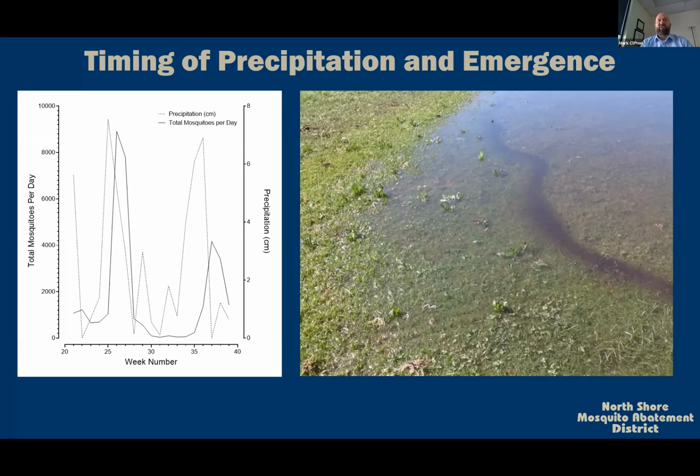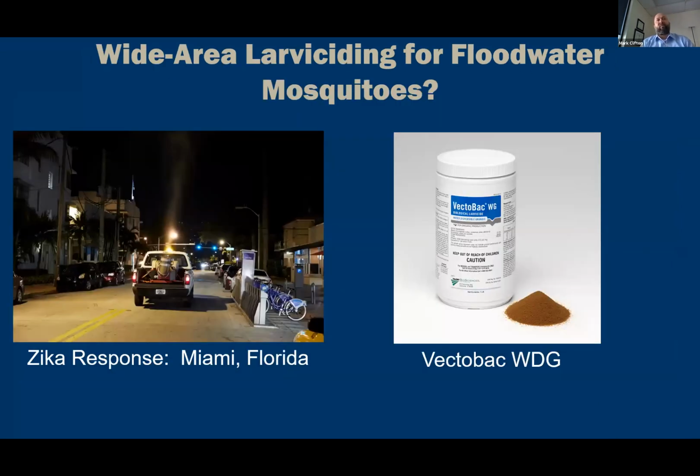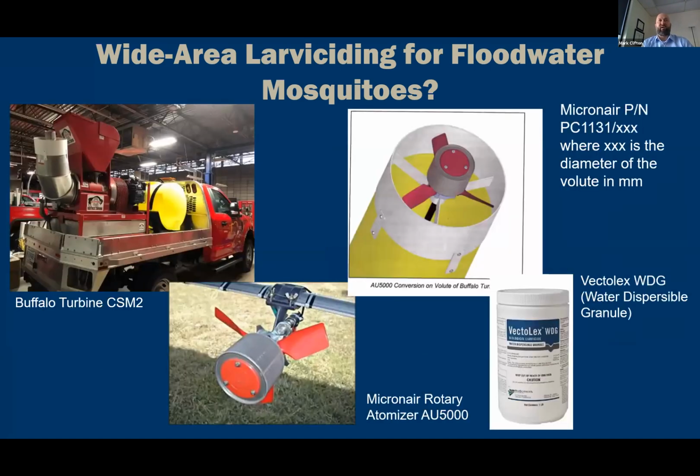The key for us is how do we get through all of our floodwater in a really short timetable after a rain event with really limited staff. We have 12 seasonal staff members generally and 7 full-time members. So we took some cues from the Zika response in Miami and some of the other ways that VectoBac WDG is used in Florida with the Buffalo Turbine, and thought, maybe we could do this with VectoLex and Sphericus. And so we set out to recreate this method for our floodwater areas.